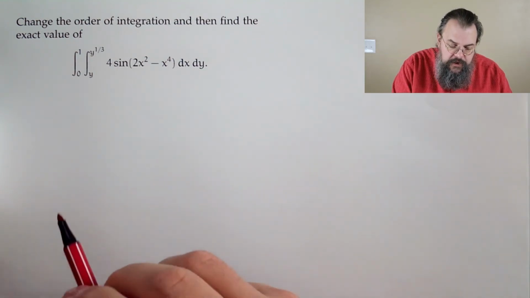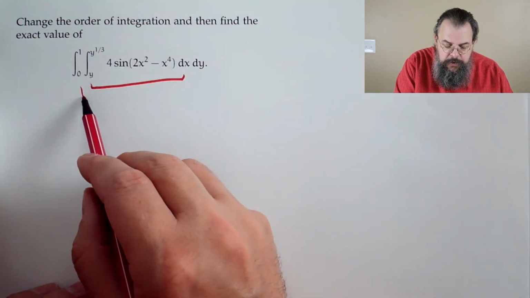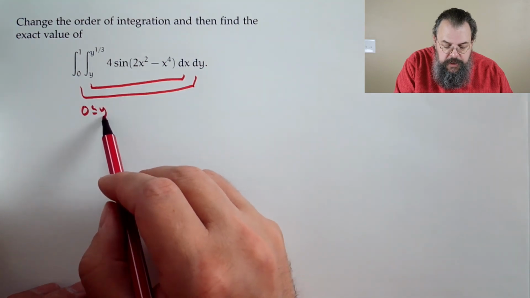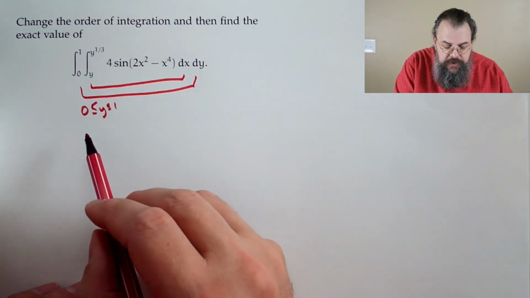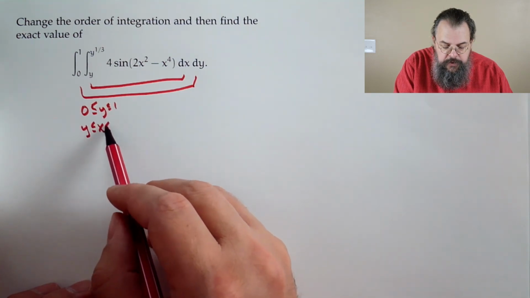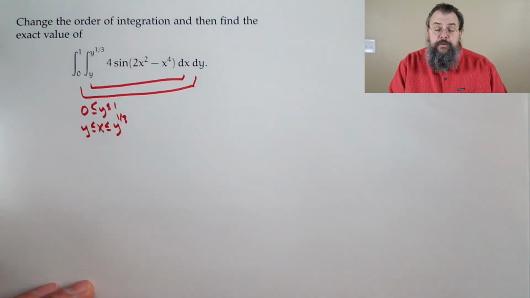Okay, so let's start by looking at what our region is. And so we match things up. We're told that y goes from 0 up to 1. Okay, that's not so bad. And then we're going from y up to y to the 1/3. So that says we go from x equals y to x equals y to the 1/3.